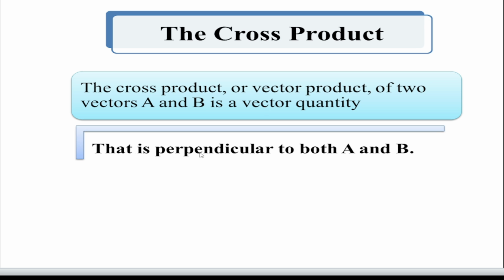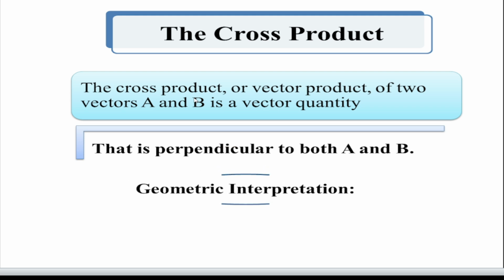That is perpendicular to both vector A and vector B. That stands for A cross B, or that stands for the new vector. And then the new vector, A cross B, is perpendicular to vector A and vector B.